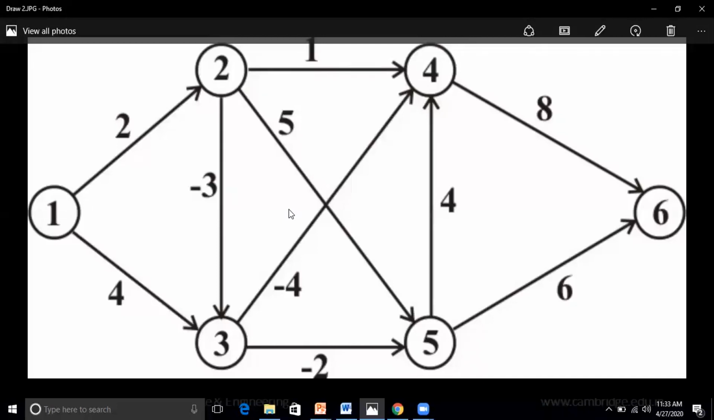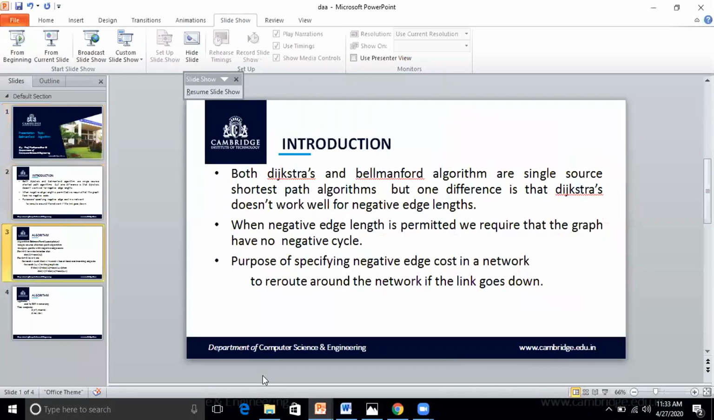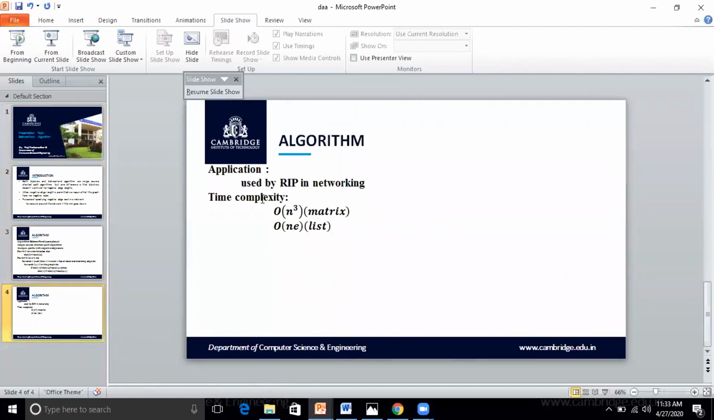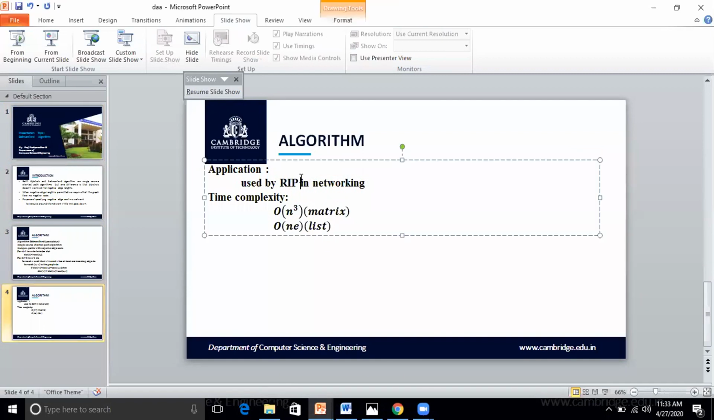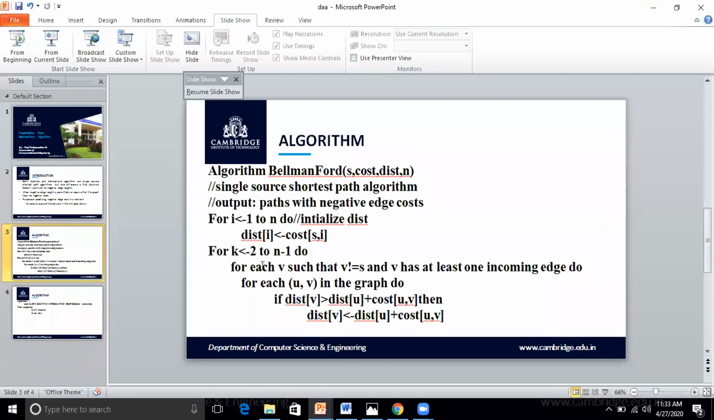Understood, right? What is the application of the Bellman-Ford algorithm? RIP. What does it mean? Routing information protocol. So it is used in RIP in networking, that is routing information protocol. Whereas Dijkstra's is used in link state routing protocol. So next class we'll discuss this algorithm and its time complexity.